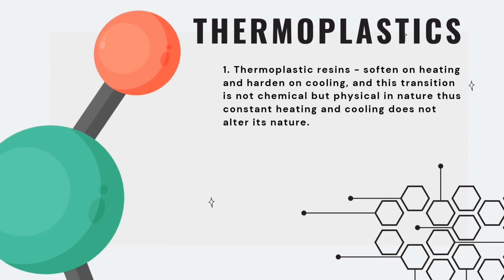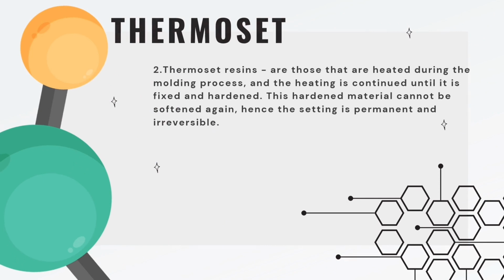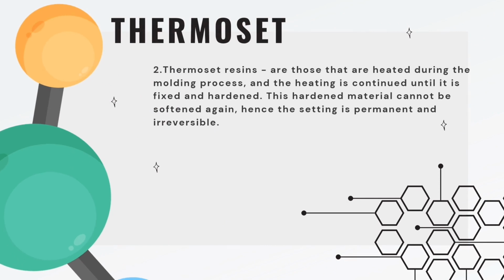Thermoplastics. These resins are softened on heating and hardened on cooling, and this transition is not chemical but physical in nature. Thus, constant heating and cooling does not alter its nature. Thermoset. These resins are heated during the molding process, and the heating is continued until it is fixed and hardened. This hardened material cannot be softened again, hence the setting is permanent and irreversible.